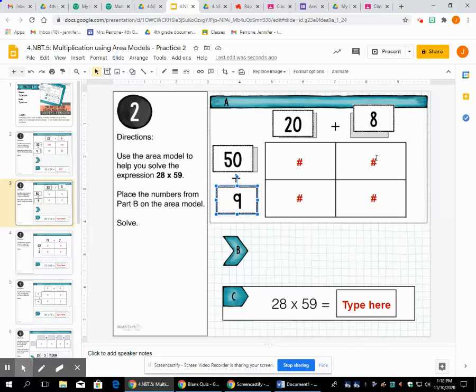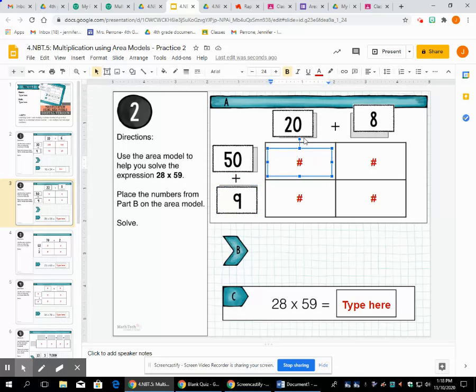So you're going to first multiply 50 times 8, and your answer will go in this box. Then you'll bring the 8 down here and look over. You need 8 times 9. So please pause the video. When you're done, unpause to see if your boxes match mine.